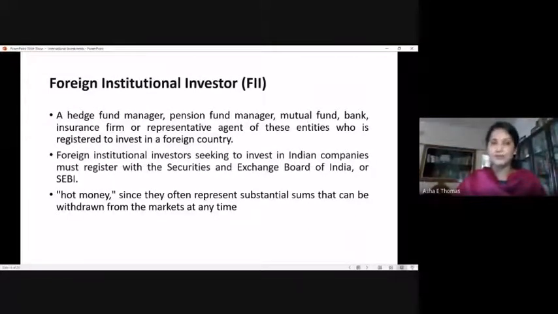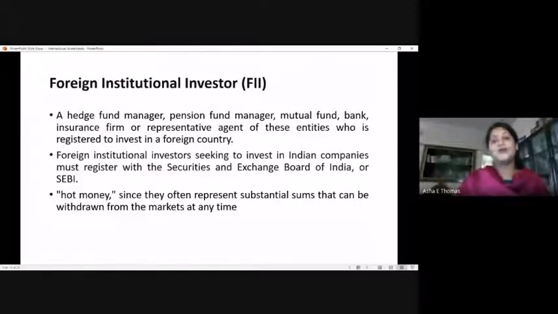The third one is foreign institutional investors. Foreign institutional investors are those which qualify under the category of hedge fund managers, pension fund managers, mutual fund managers, banks or insurance firms. These are institutions registered to invest in a foreign country. Some of our funds like SBI Mutual Fund have investments, and some funds concentrate on investments in foreign markets. In the same way, some foreign companies present in Indian markets make their investments. So this is through the channel called foreign institutional investors.